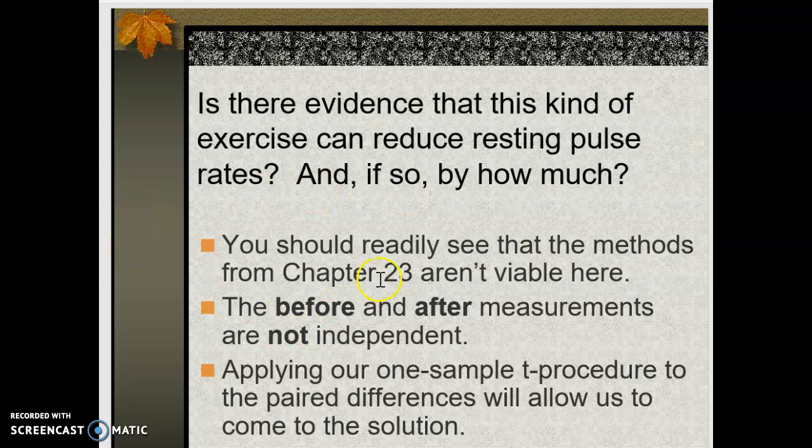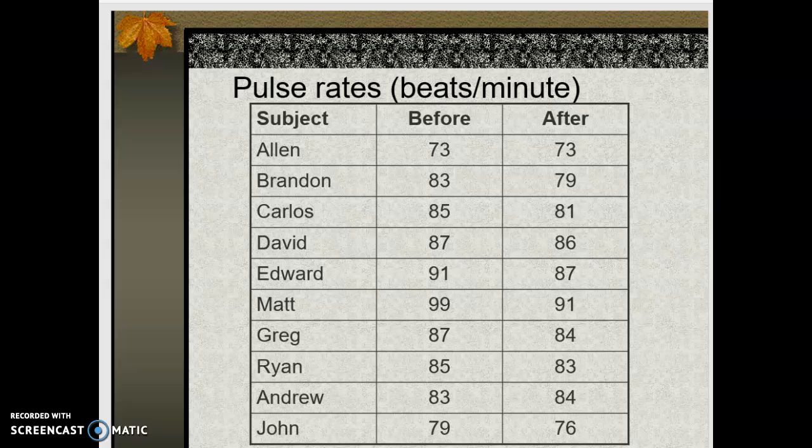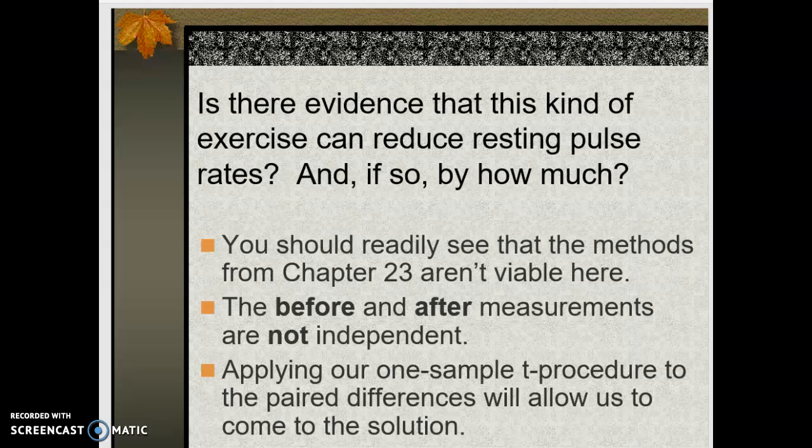So chapter 23 is not going to work. We certainly do not have independent data here. I mean, we have Alan before and after. His before score and his after score, those are certainly not independent events, because they're all about Alan. What we do is we make a third column where we get the differences between the before and after scores. So they're paired up, and we're going to use one sample T procedures.